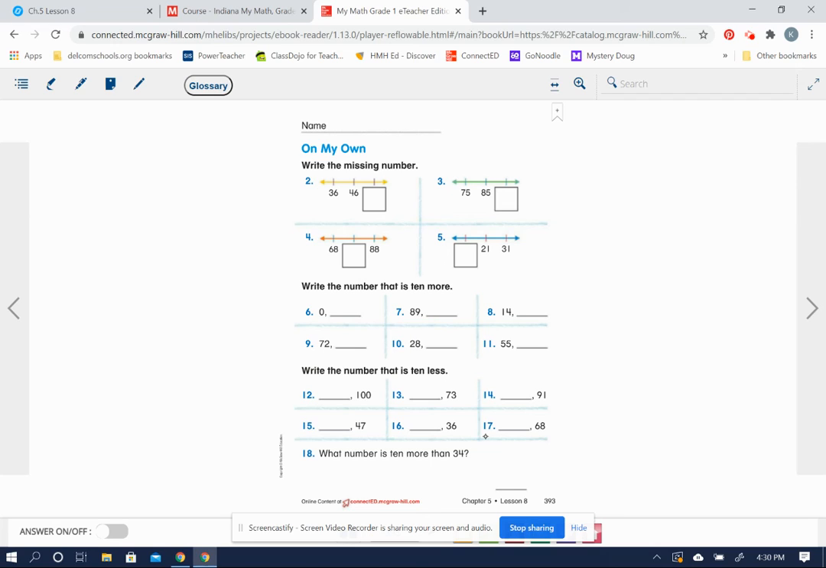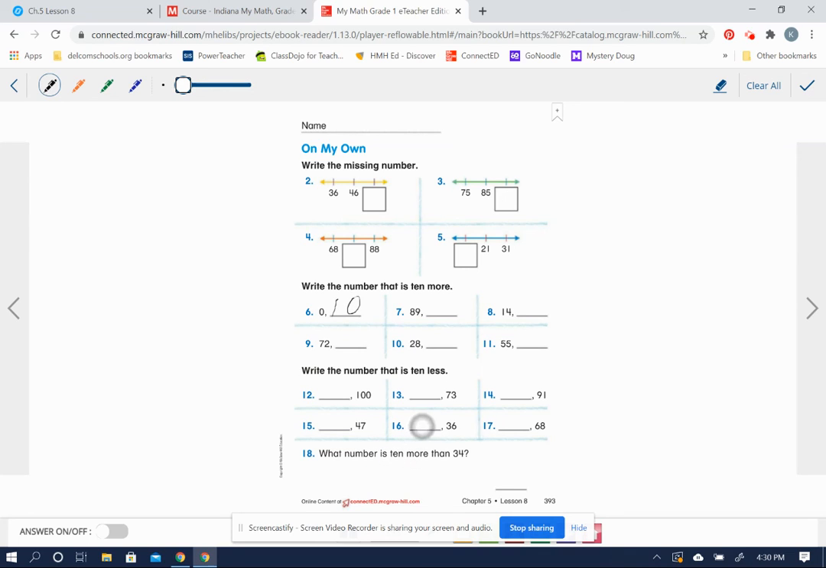All right, on the next slides, you're going to be filling in the missing numbers on your own. 36, 46, blank. You fill it in there, and so on. And then down here, they have gotten rid of the number line, and they just want you to mentally think about what numbers would come next. 10 more than 0 is, yeah, it's going to be 10.